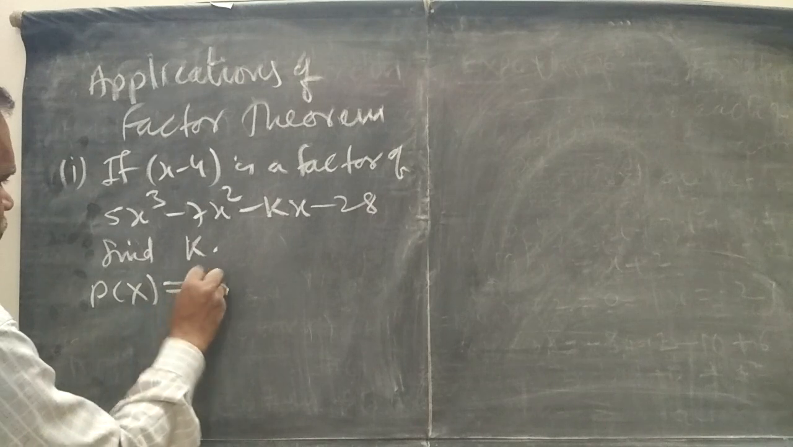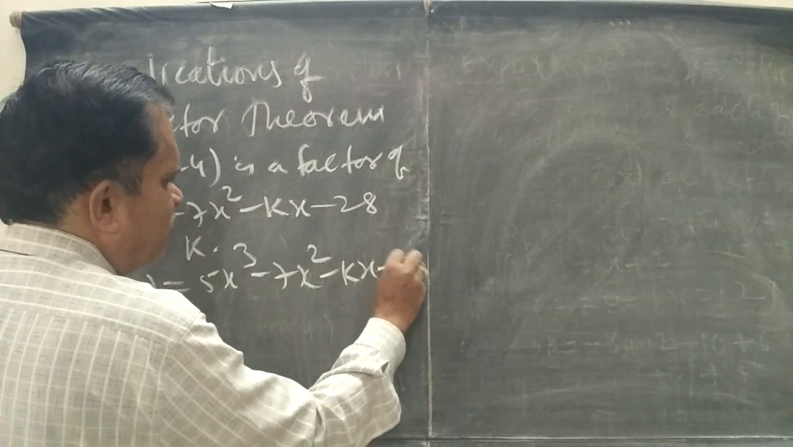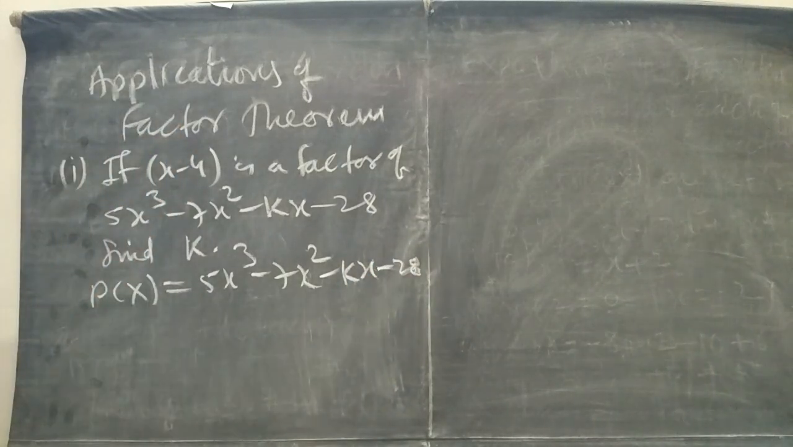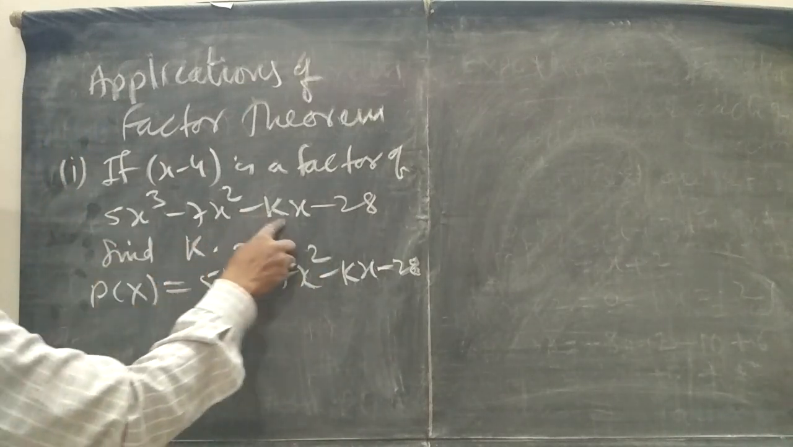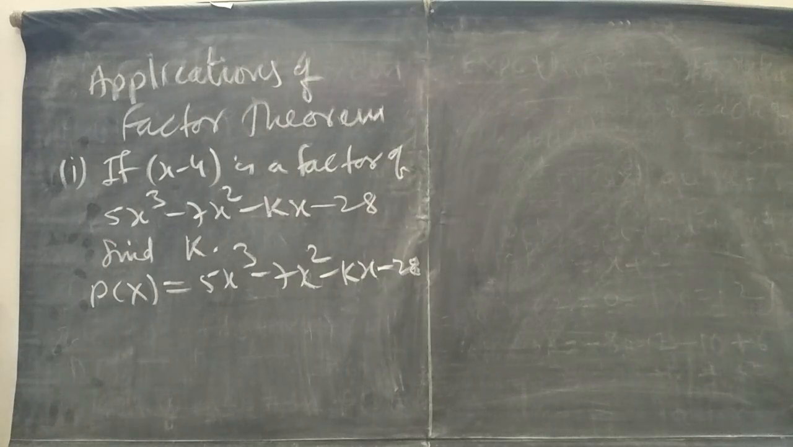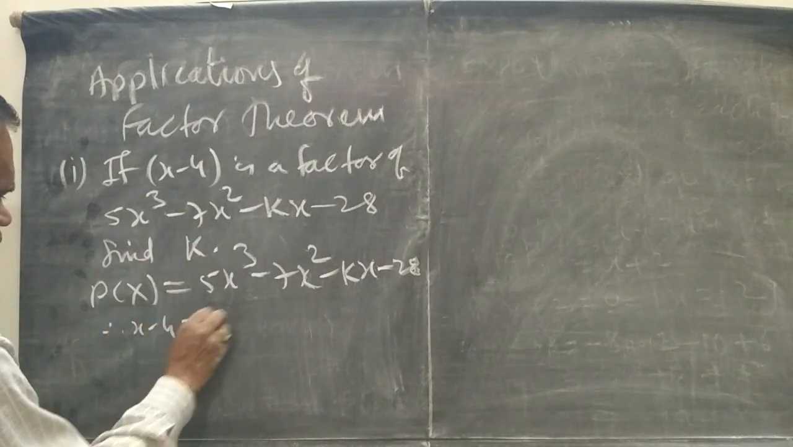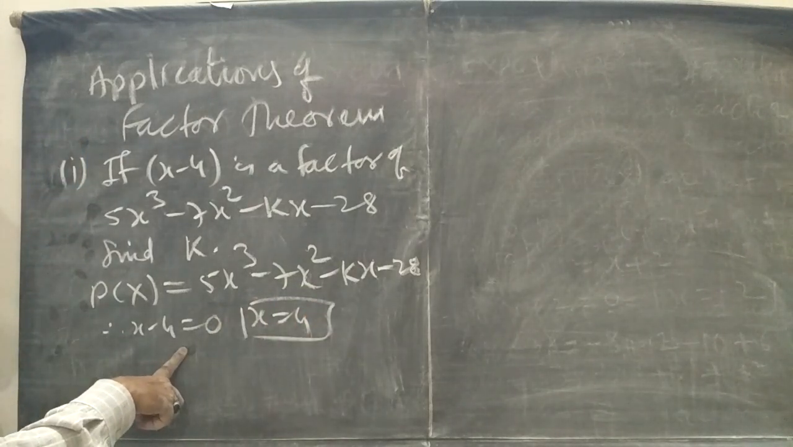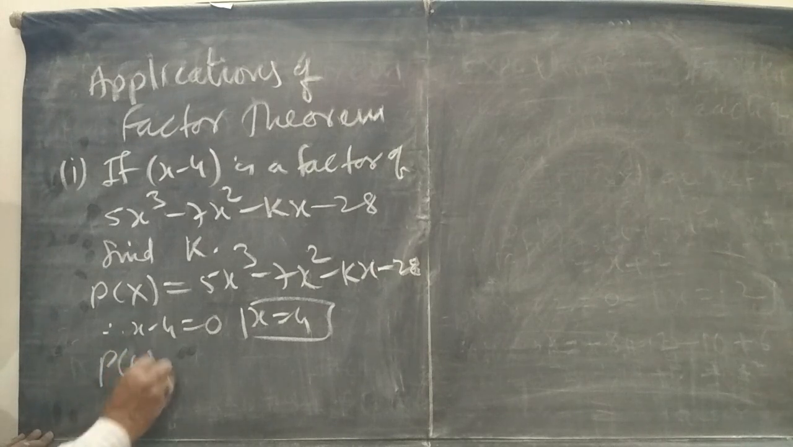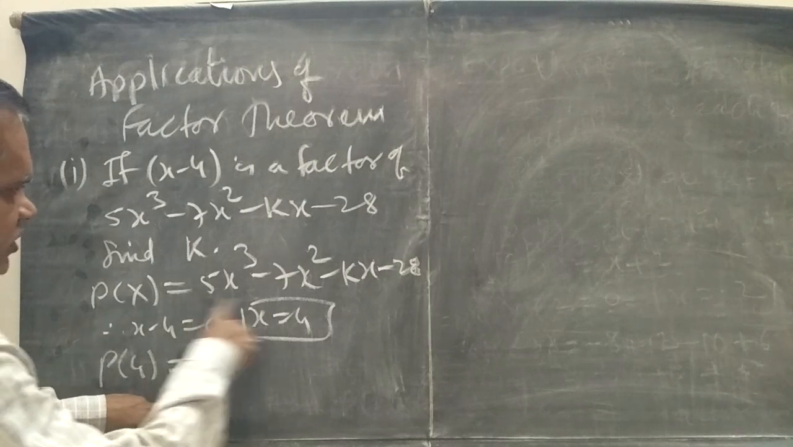Thus write p of x equal to, copy this, very simple. Students, be careful while copying the example from the question paper; after writing, please check once again. Check signs. If there is a mistake in copying, nobody can save us. Now see, when x minus 4 is a factor, x minus 4 equals 0, x equals 4. So p of 4 should be equal to 0. If p of x is 0, then this is equal to 0.